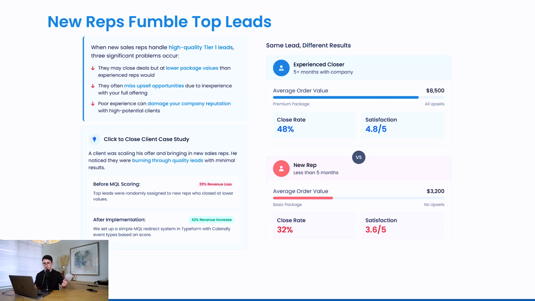I was talking with one of the clients from Click to Close. I jumped on a one-on-one with him, and basically he's scaling this offer, but as he's bringing in new reps, he's noticing that they're burning through leads. So we literally set up this simple MQL redirect system in his Typeform, and I showed him how to create the event types. In his case, he uses Calendly, and how to set up the redirects based on the customer conditions, so that once he's bringing in the new reps, the leads they'll be talking to are leads that you were not even talking to in the first place.